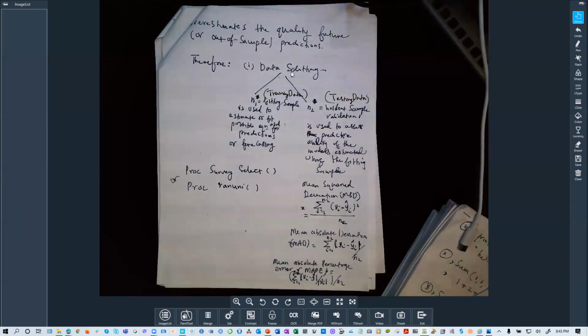I'm going to get the data and split it into two parts: the training sample, or fitting sample, which is N1, and the other one, the testing sample, N2. Under that one, I'm calculating MAD, MAPE, those kinds of things.